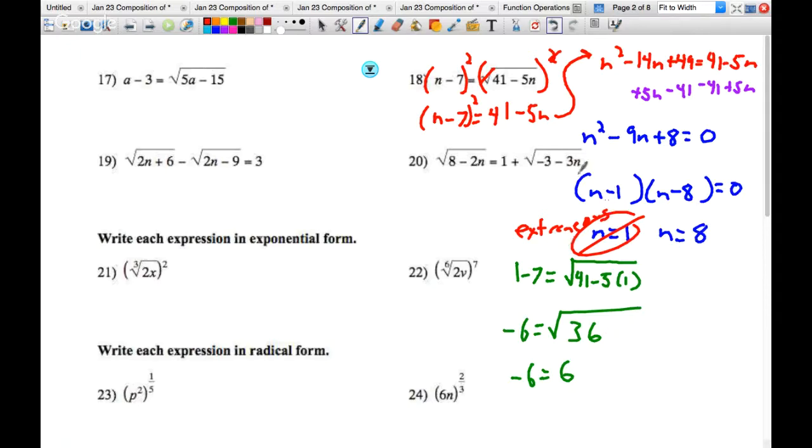Extraneous. All right, let's test out 8 really quick. 8 minus 7 equals the square root of 41 minus 5 times 8, which is going to be 40. 8 minus 7, well, we'll just say 1 equals the square root of 1. 1 equals 1. This does check out. This is a good solution. So extraneous and a good solution.